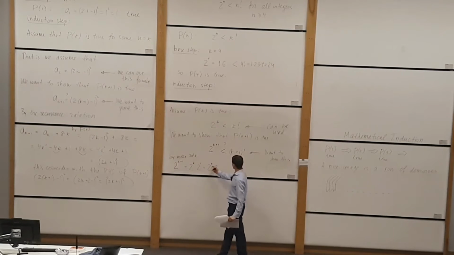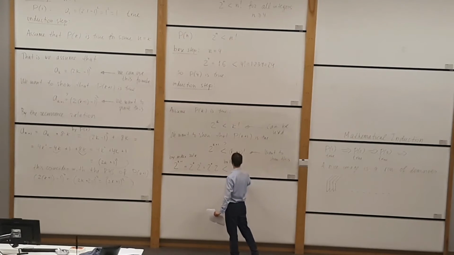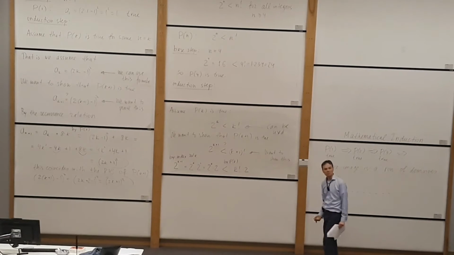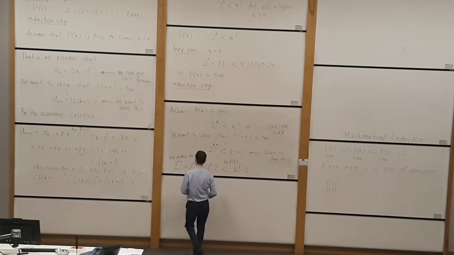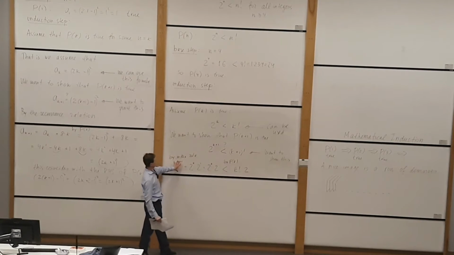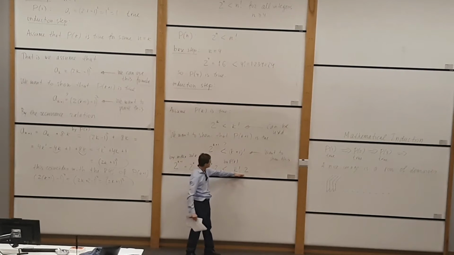So now that I have 2 to the k, I can use that inequality. By P of k, this is less than k factorial times 2. Okay, we're making some progress. We already wrote one inequality, and the left-hand side is the one we want to have. So we need to move on. We need to arrive at the right-hand side, which has k plus 1 factorial.